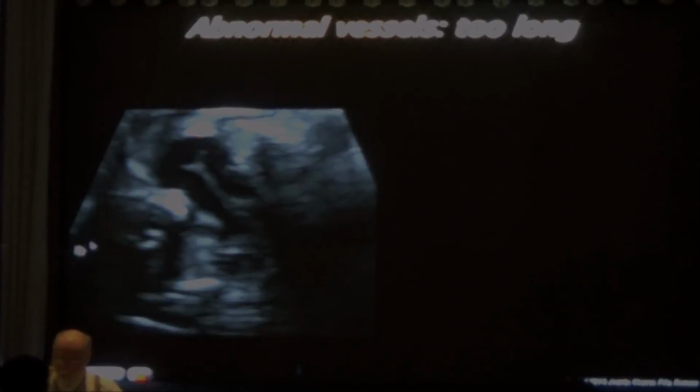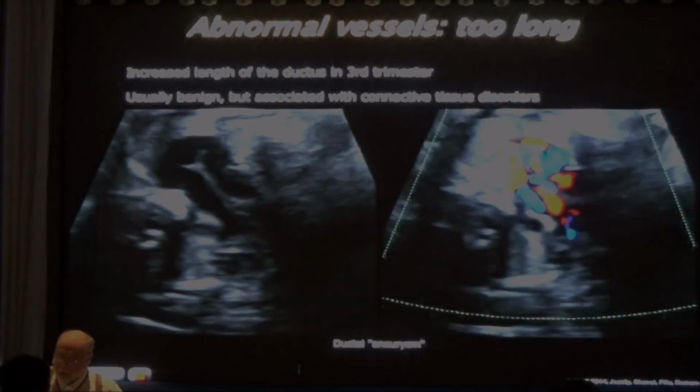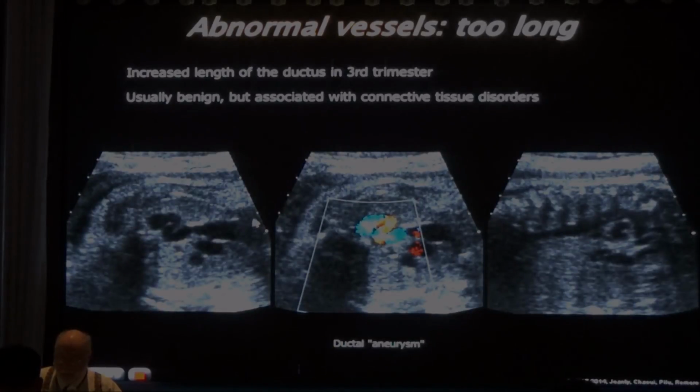And this is another example. It looks like we have a piece of sigmoid inside the chest, and when you put Doppler, there's a lot of fluid to that. Again, this is a ductal aneurysm. Now this is usually benign, and those babies self-correct after delivery, but it can be associated with connective tissue disorder, so this baby needs to be checked after birth. Another example with a three-vessel view, and you see that the pulmonary, instead of being a line here, is a long sinus curve going over here. So this, again, is a ductal aneurysm.